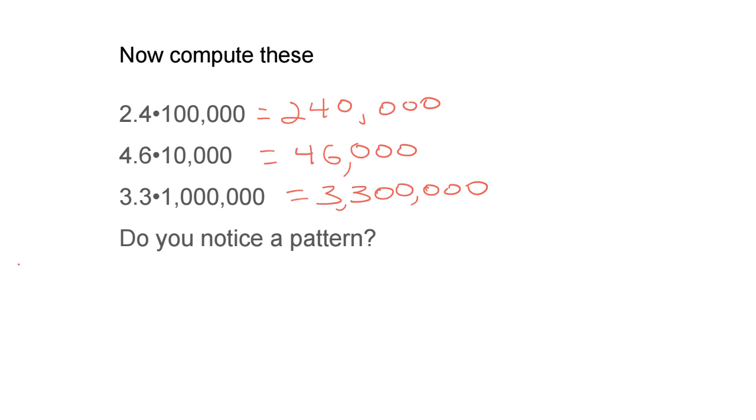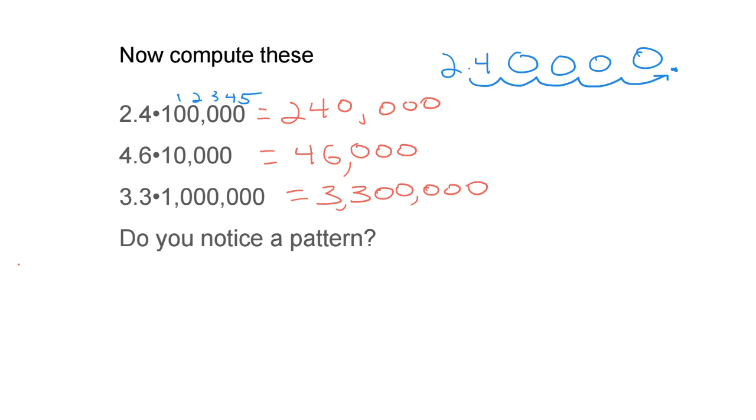So hopefully the pattern you would have noticed is that when I multiply by a power of 10 like this, I can do a shortcut. Instead of multiplying, I just count the zeros, and that tells me how to move the decimal point. 100,000 has 1, 2, 3, 4, 5 zeros. So I take the number 2.4 and I move the decimal 5 times to the right. 1, 2, 3, 4, 5. And I'm jumping over invisible zeros here that are after that 4, and I can fill them in afterwards to get 240,000.